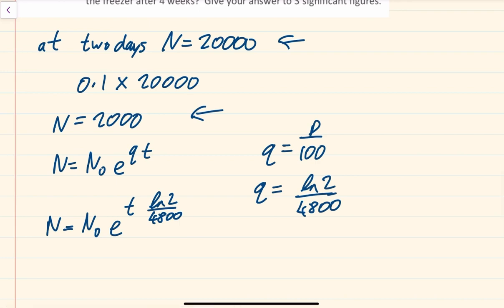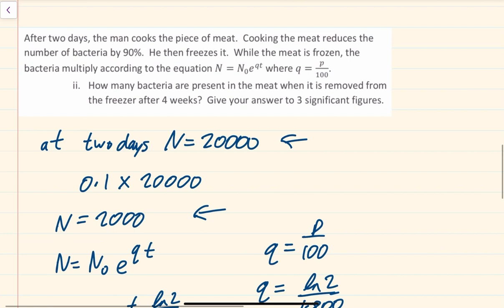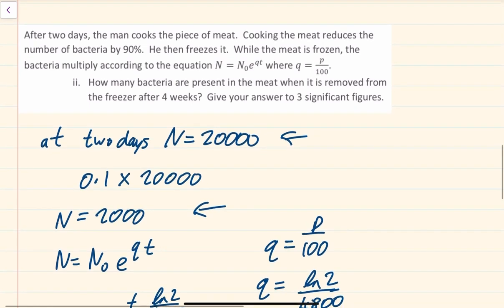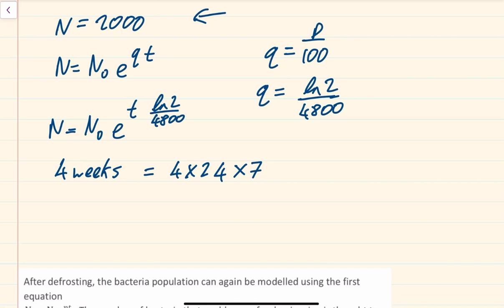So that means our equation is N0 e to the t times ln 2 over 4800. Okay, right. It says in the question, how many bacteria are present in the meat when it's removed from the freezer after 4 weeks? So 4 weeks, and what is T in this case? T must still be our number of hours, is it? Yep, T is our number of hours. So we'll say what that is then. 4 weeks is equal to 4 times 24 hours. Sorry, that's 4 days. And then you've got 4 times 24 hours times 7.